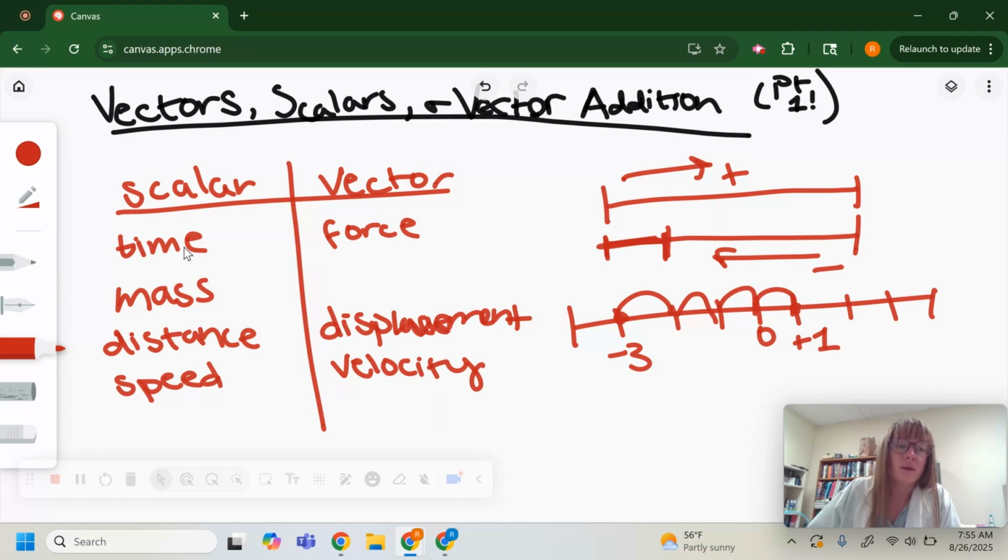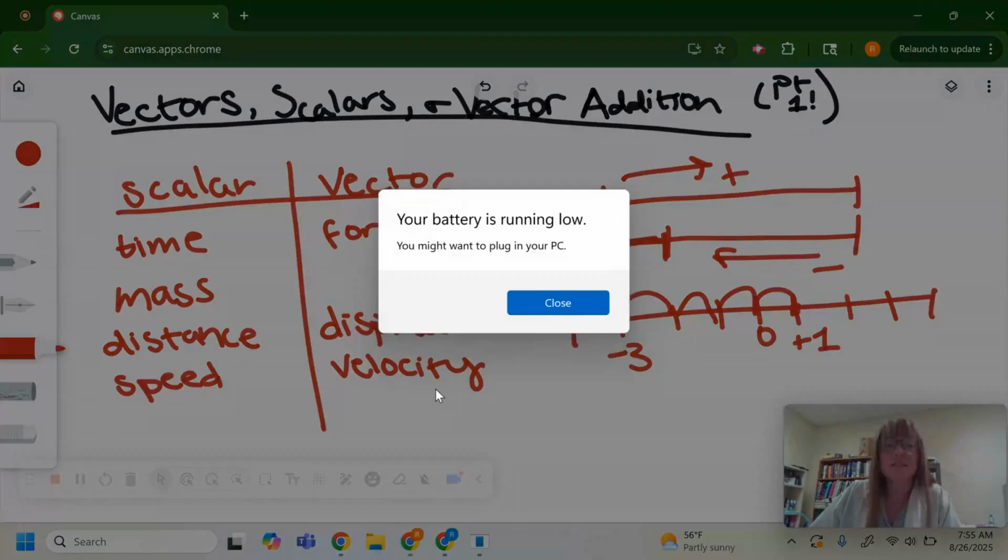So we have scalar values like time, mass, distance, and speed. These guys don't account for direction. Then we have vector values like force, displacement, and velocity. These guys do account for direction.